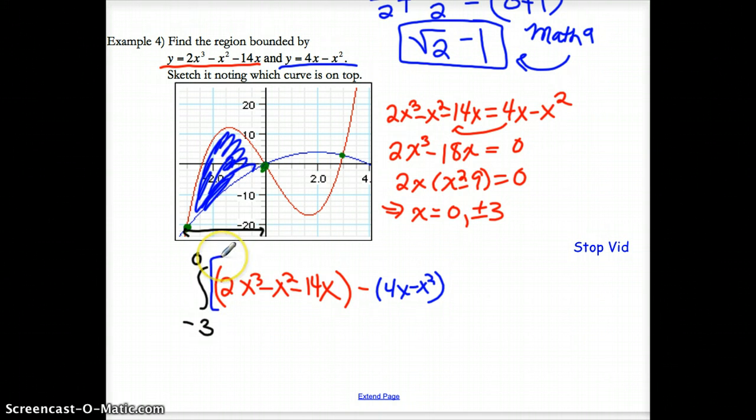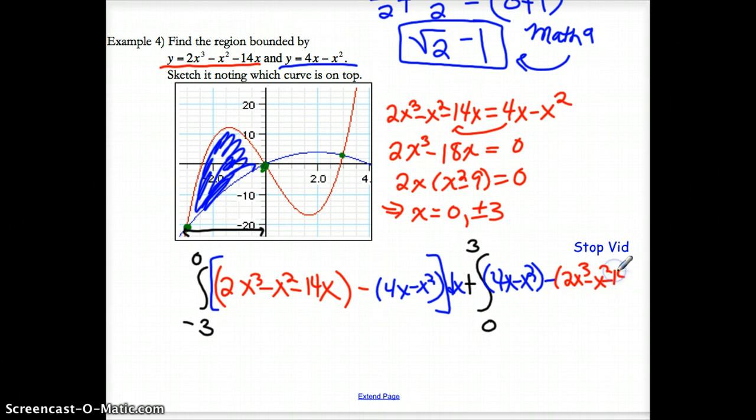And let's do proper notation. Let's put our brackets down. Then I'm going to have to split it up because I've got it going from red on top to blue on top. So in my next set of limits, I will go from 0 to 3. And in this set, the blue function, which is 4x minus x squared, comes first, followed by the red function, 2x cubed minus x squared minus 14x. And again, I should use good notation here, the whole thing with respect to x.